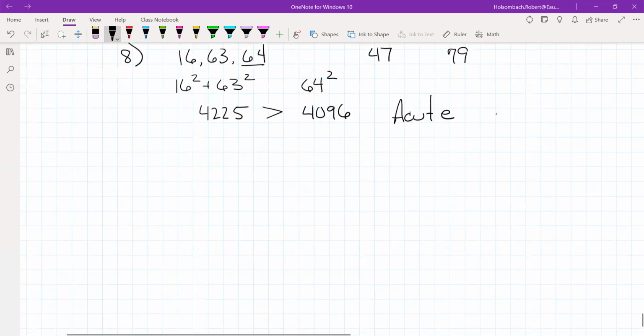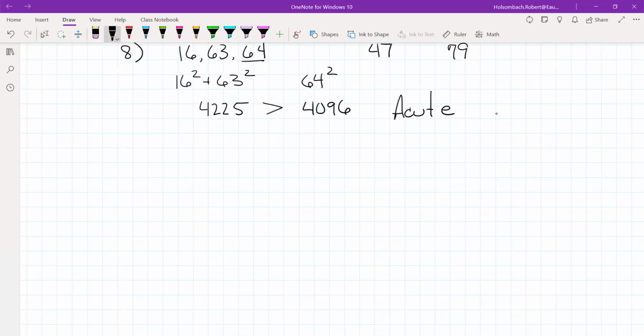All right, and there's even another one on here, number 9. 30, 98, and 103. So if we take 98 minus 30, that's 68. And if we take 30 plus 98, that's 128. 103 is between those two values. So we do have a triangle.